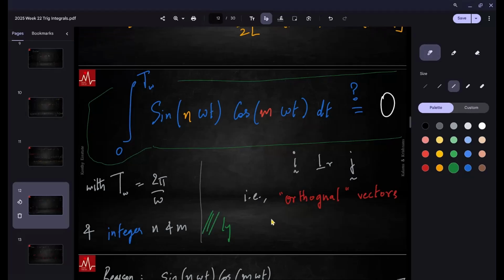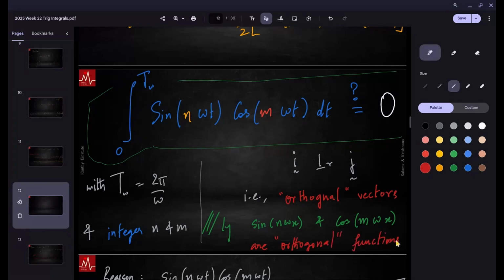So similarly, sine n omega x and cos m omega x, for, of course, integer m, are orthogonal functions. That is, they are perpendicular. So the dot product, the integral, will always be 0. Orthogonal functions.